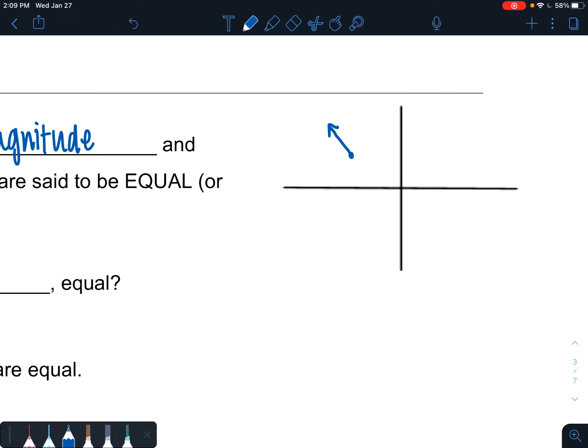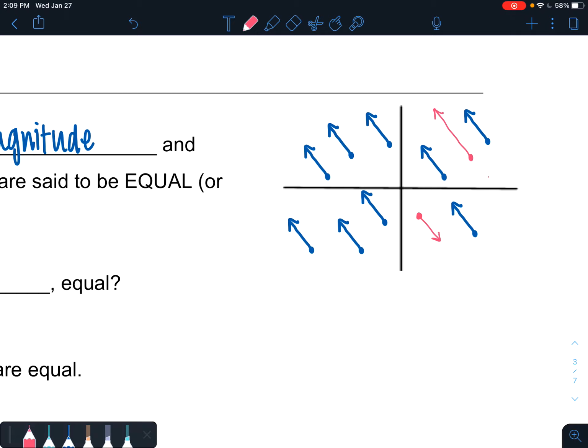But if I have this vector and it changes direction but is the same length, or if it is the same direction but a different length, or both, I have one going completely against the grain here, then those are not equal. So any of those in pink are not equal to the ones in blue.